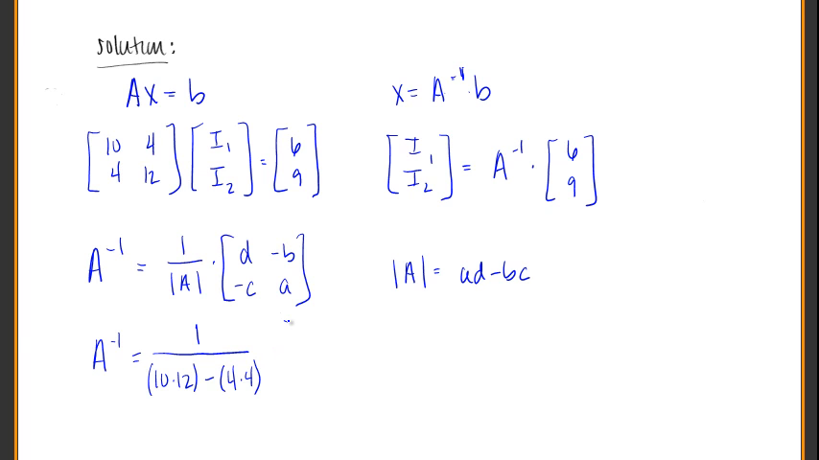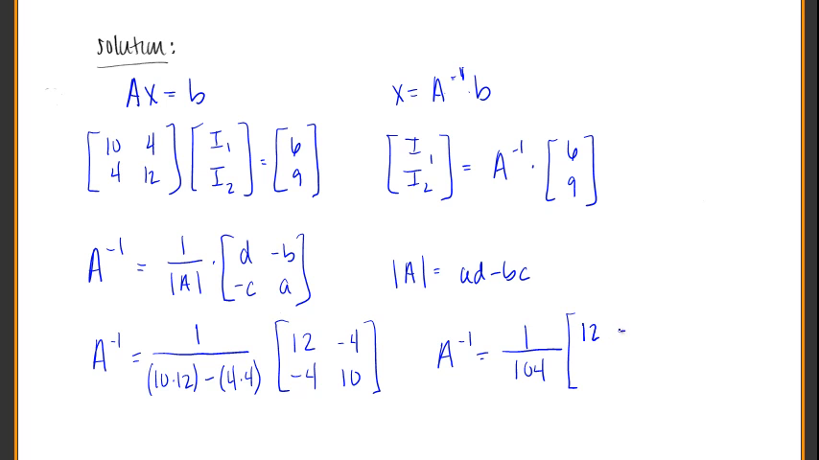And then the matrix, when I swap the numbers around, 12 now becomes the top left, 10 becomes the bottom right, and I'm going to switch my signs so they both become -4 and -4. Okay, so let's keep going. So A inverse is going to be 1 over 10 times 12, so 120 minus 16 will be 104. 1 over 104 times the matrix 12, -4, -4, and 10.